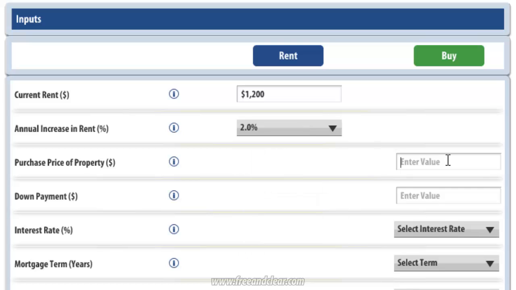The next inputs we have are for our buy column. First, we have the purchase price of the property. I'm going to use $300,000 in this example. Next, we have down payment. This is how much of the purchase price we are contributing as opposed to borrowing. In many cases, the buyer will make a down payment of 20%, so I'm going to use $60,000 for our down payment, which represents 20% of $300,000. It's important to note that you can certainly purchase a home with less than 20% down, so you should input the down payment amount that you are considering.